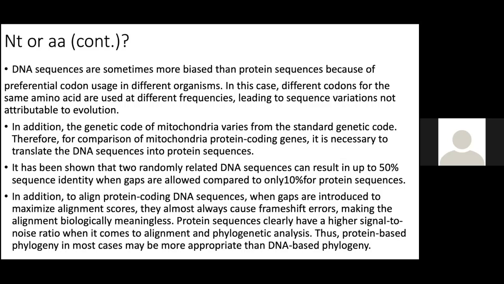And it has been shown that randomly selected DNA sequences can result in up to 50% sequence identity when gaps are allowed, compared to only 10% at the protein sequence level. And when you compare protein-coding DNA sequences, if you allow gaps, they almost always cause frameshift errors, making the alignment biologically meaningless. Protein sequences clearly have a higher signal-to-noise ratio. Protein-based phylogeny in most cases may be more appropriate than DNA-based phylogeny.